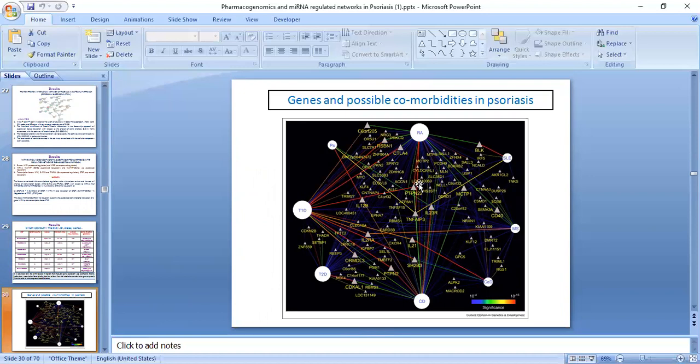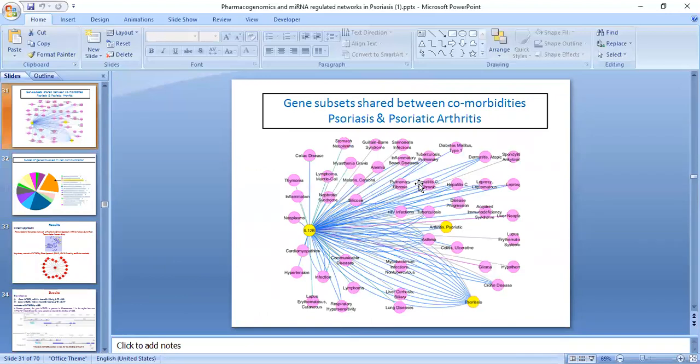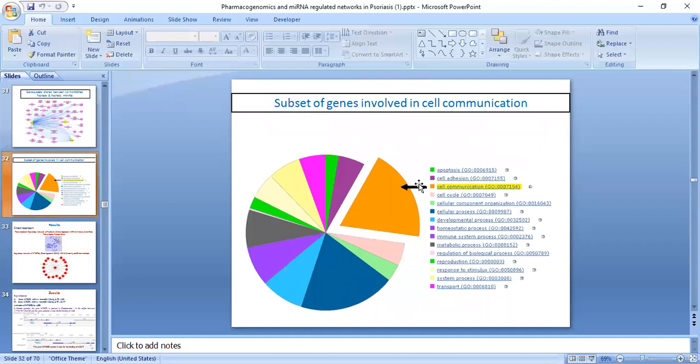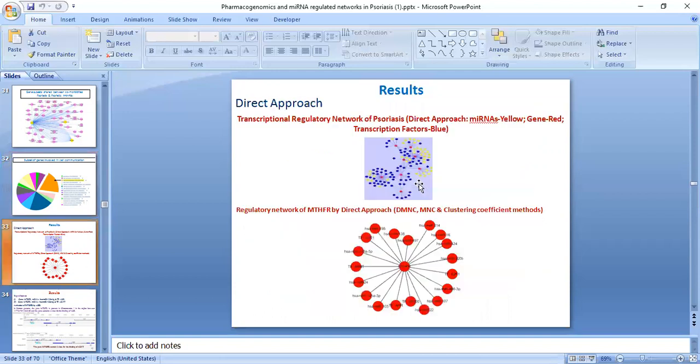It's not psoriasis alone. Some genes are associated with autoimmune disorders like rheumatoid arthritis, systemic lupus erythematosus, metabolic syndrome, etc. And here also you can see a lot of autoimmune diseases like inflammatory bowel disease. All these are comorbidities actually. And it's highly involved in cellular communication. So you can consider these novel targets as biomarkers.